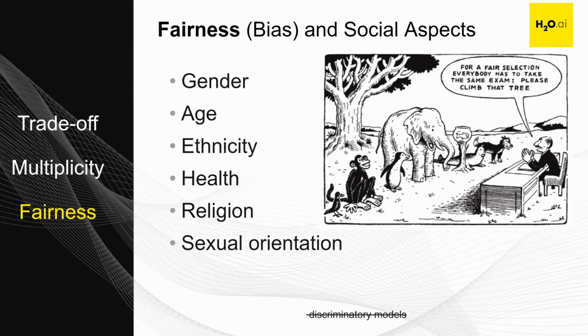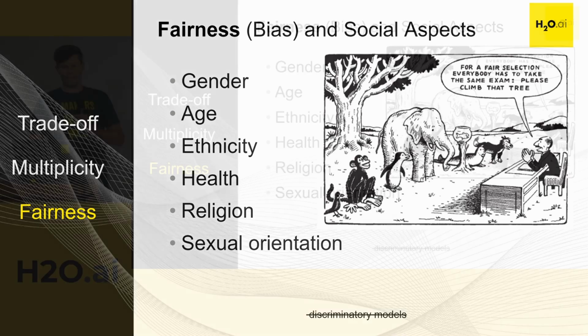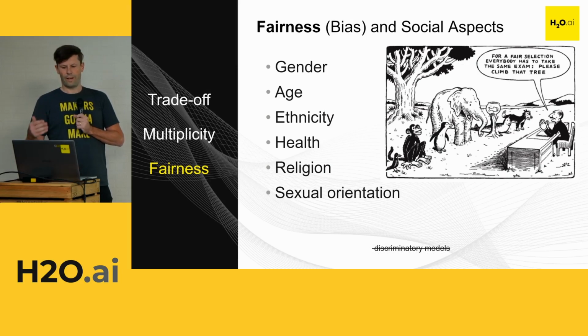Another important aspect that I mentioned at the beginning of the presentation is fairness and social aspects. You probably don't want to build discriminatory models. Again, explainability can help you find out that your model discriminates against some subjects or makes decisions which are affected by gender, age, ethnicity, and other things.